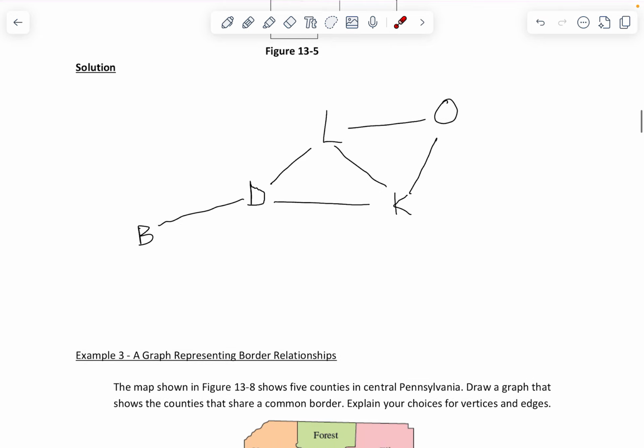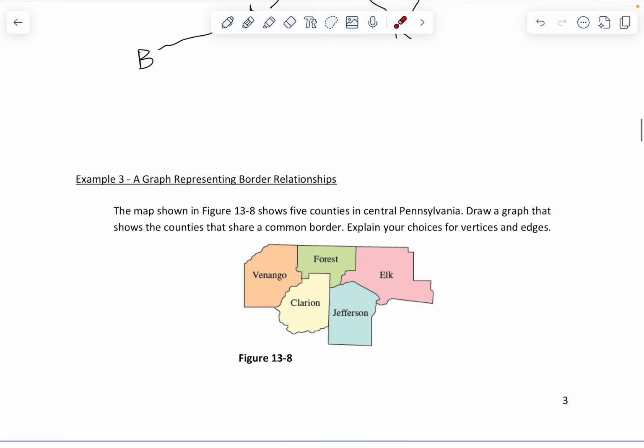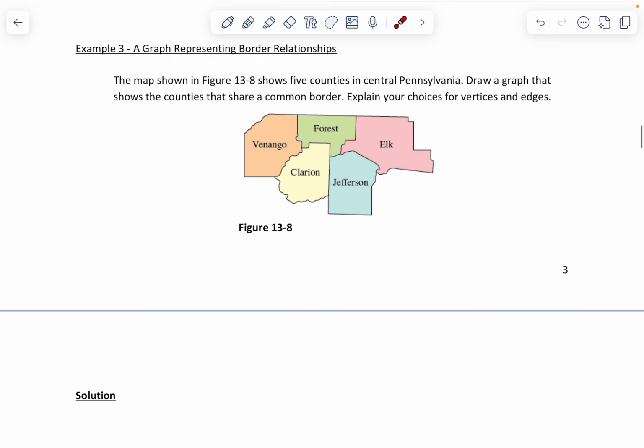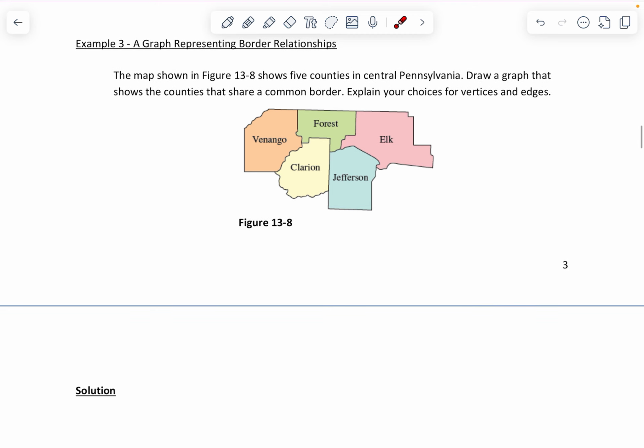Let's look at another example, a graph representing border relationships. The map shown in this figure shows 5 counties in central Pennsylvania. We want to draw a graph that shows the counties that share a common border. Okay. Explain your choices for vertices and edges. Try to keep this picture visible for us.